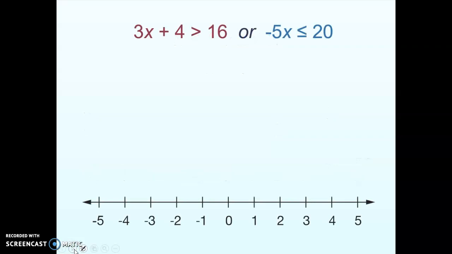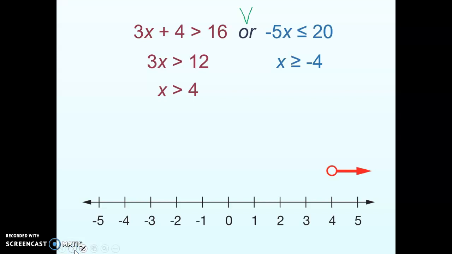Let's try this one. 3x plus 4 is greater than 16, or, let's use our symbol here, negative 5x is less than or equal to 20. Well, the first thing we need to do is solve both of these for x. So let's use what we know about addition and multiplication properties and our inverse operations to solve for x. And when we do that, we get x is greater than 4, or x is greater than or equal to negative 4. Let's go ahead and graph this.